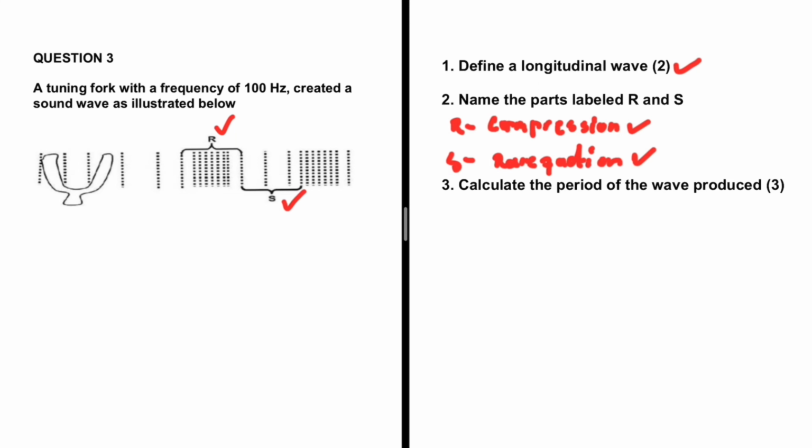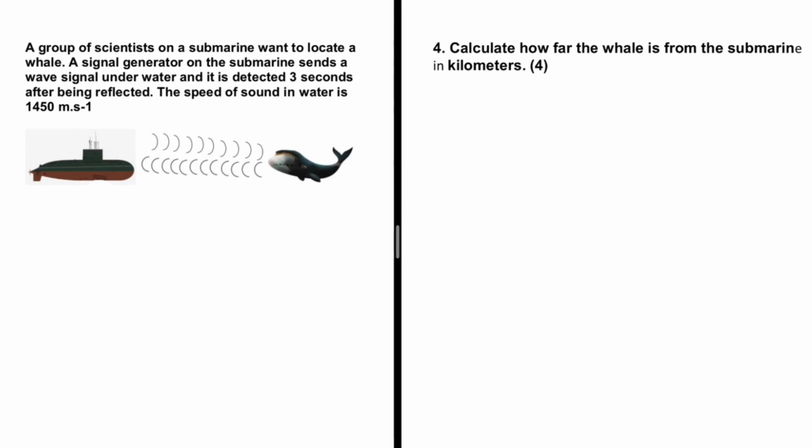Calculate the period of the wave produced. We have the frequency, so calculating the period should be an easy task. 1 divided by 100 equals 0.01 seconds. So there we go. The time taken to complete one wave is 0.01 seconds. That is the period.